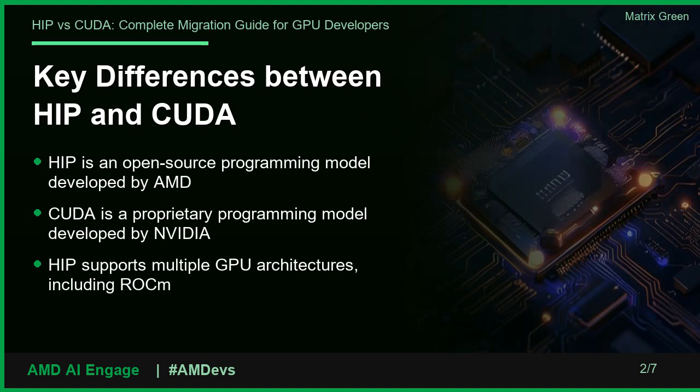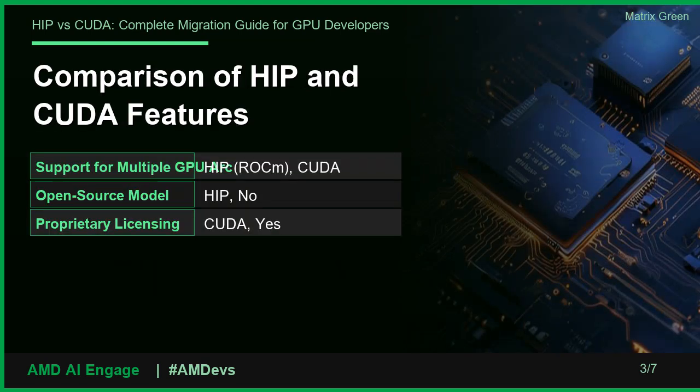As we mentioned earlier, one of the key differences between HIP and CUDA is that HIP is an open-source programming model developed by AMD. This means that developers have more control over their code and can modify it to suit their specific needs. In contrast, CUDA is a proprietary programming model developed by NVIDIA, which can limit the flexibility of your code. Another key difference between HIP and CUDA is their support for multiple GPU architectures.